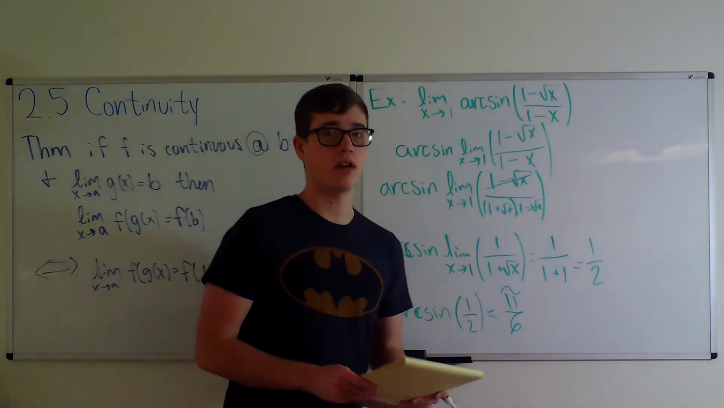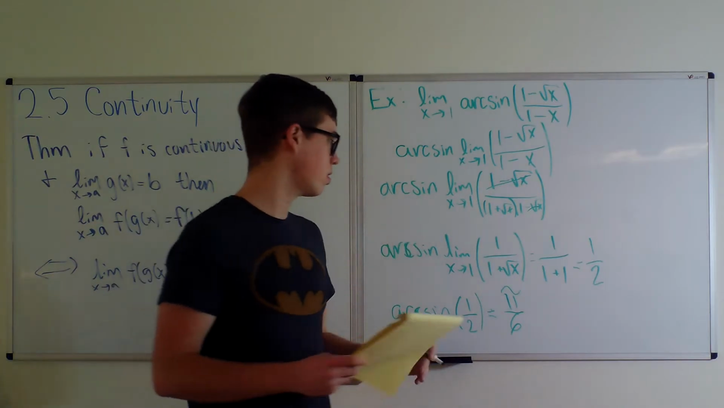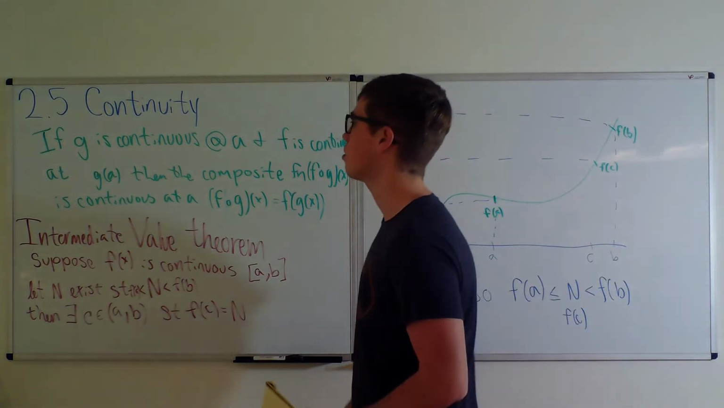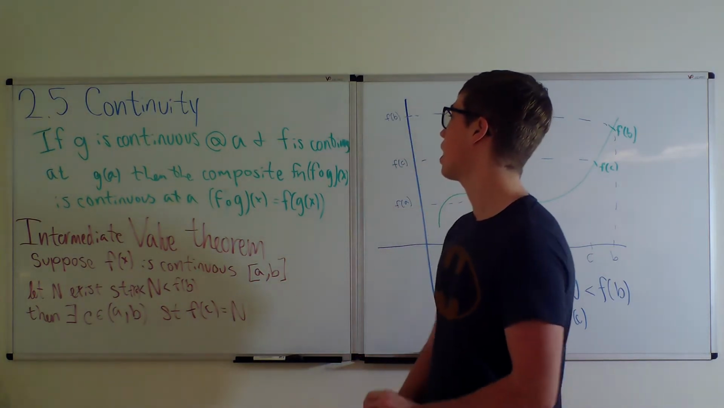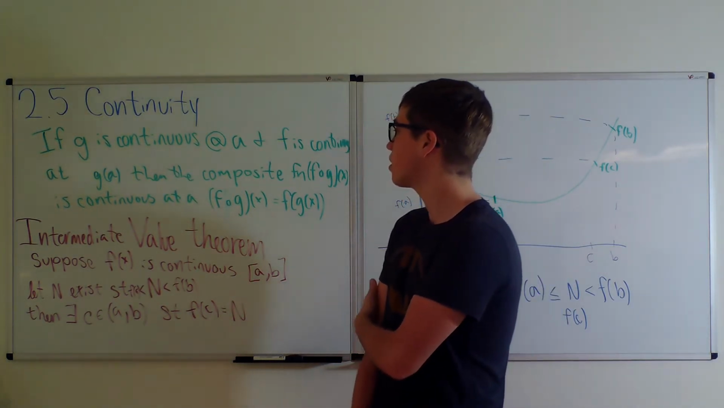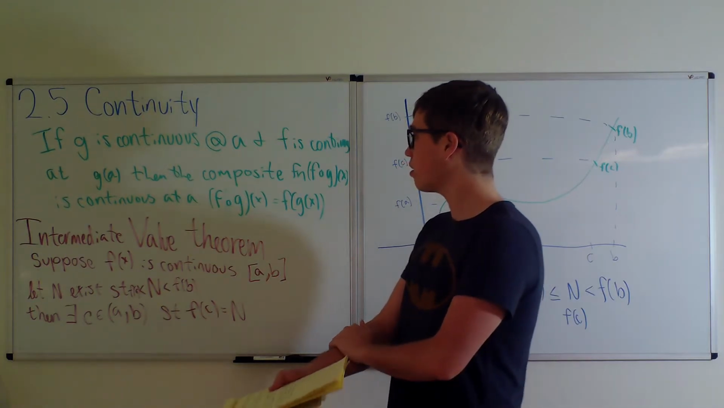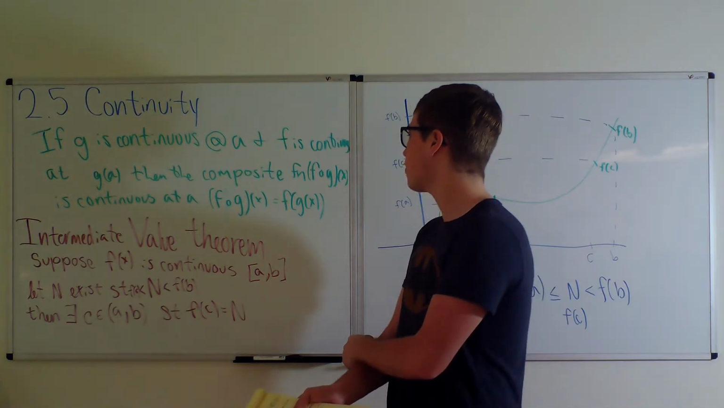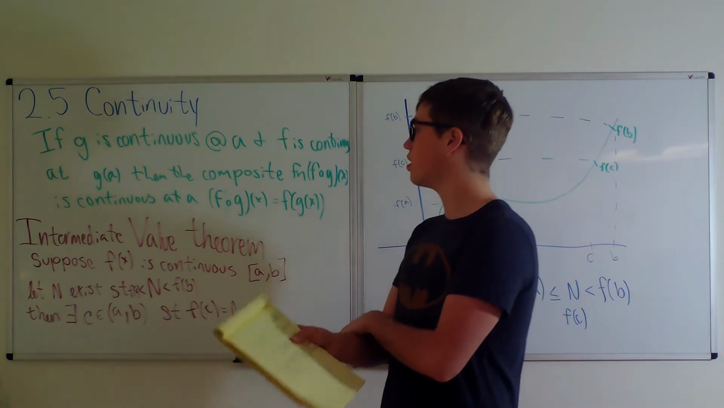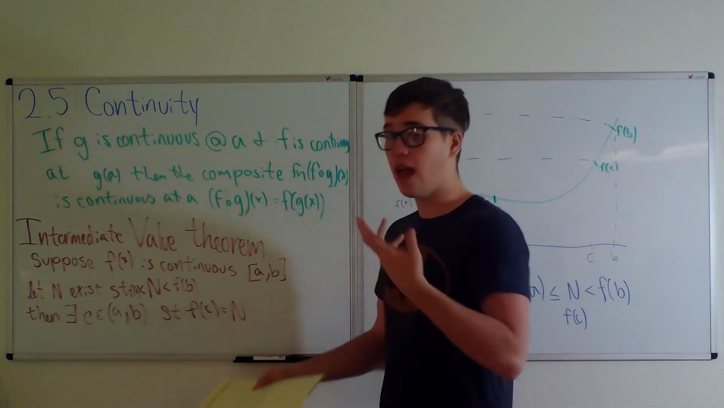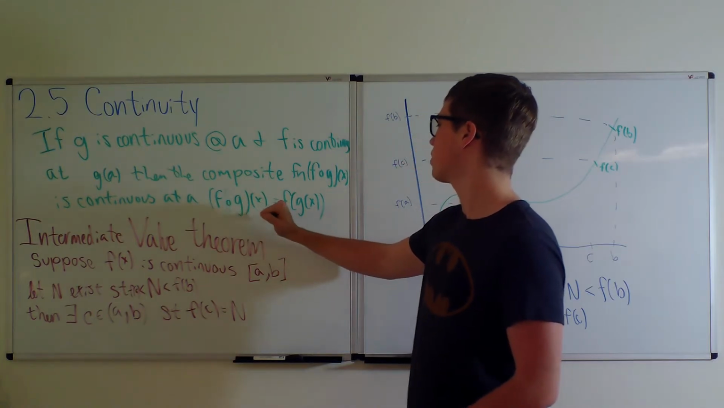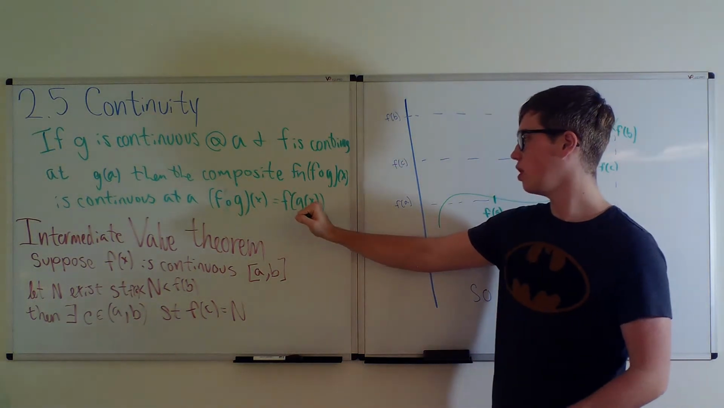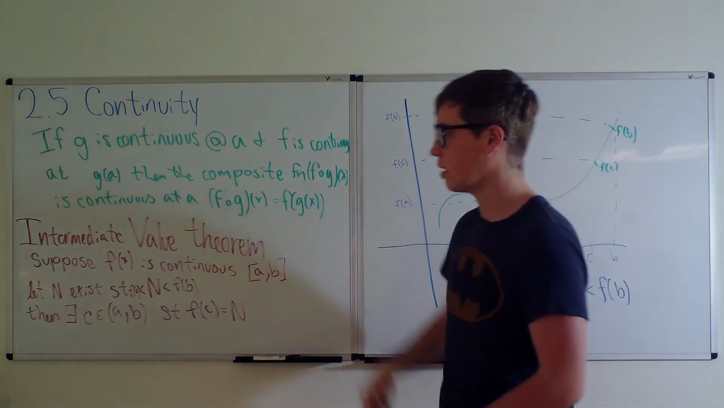Alright guys, there are only 2 more theorems to go and then we're done. The last 2 theorems. If g is continuous at a and f is continuous at g of a, then the composite function f of g of x is continuous at a. And f of g of x is the same as f of g of x. Those are the same thing.